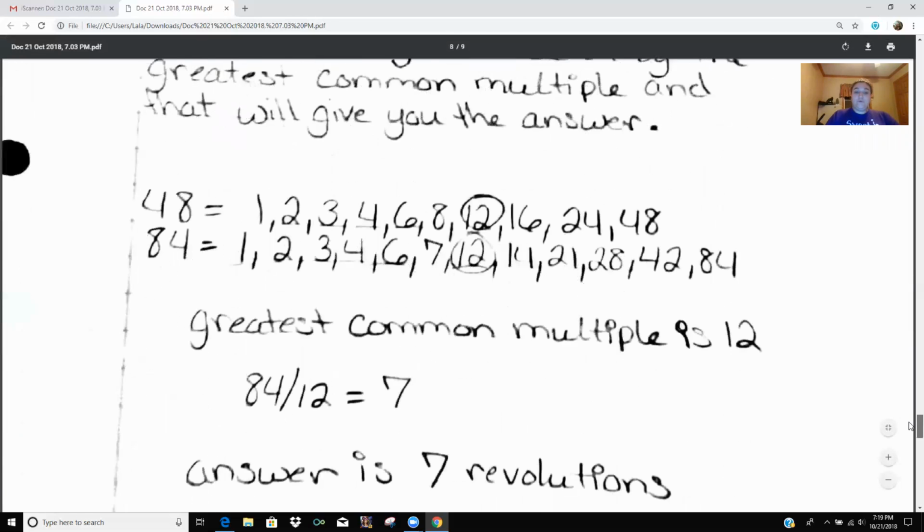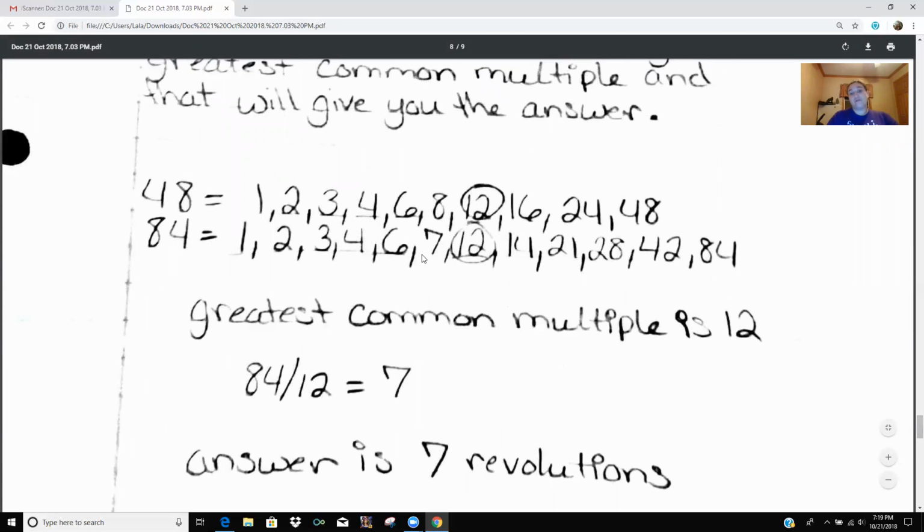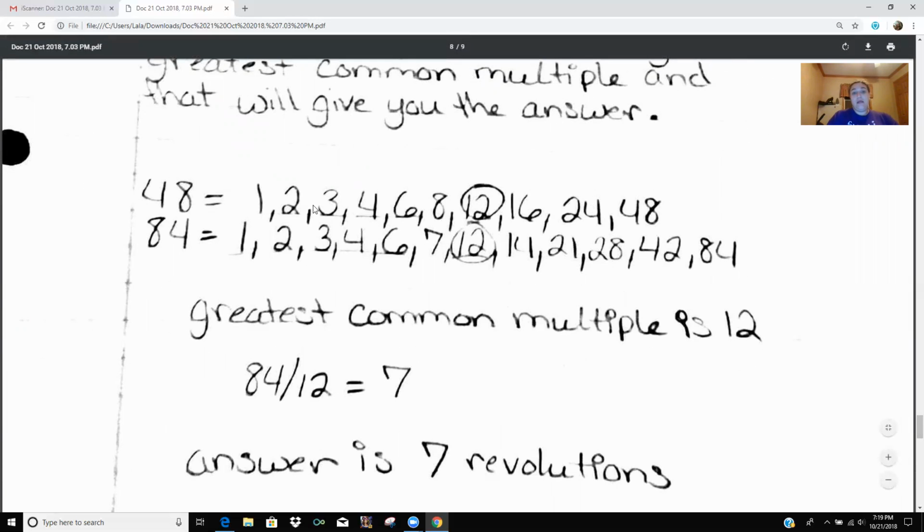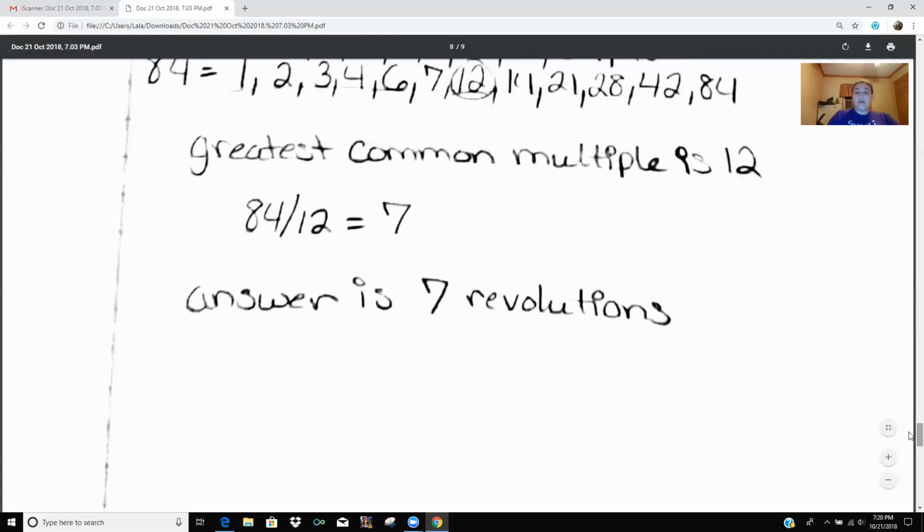The factors of 84 are listed here: 1, 2, 3, 4, 6, 7, 12, 14, 21, 28, 42, and 84. Now you look through and you want to find the greatest common multiple, greatest common factor. So they have 1, 2, 3, 4, and 6. There's 12, and there's no numbers higher than 12, so 12 will be your greatest common factor. So then you'll divide 84 by 12, which gives you 7. So the answer is, it'll be 7 revolutions before points A and B are back the same.